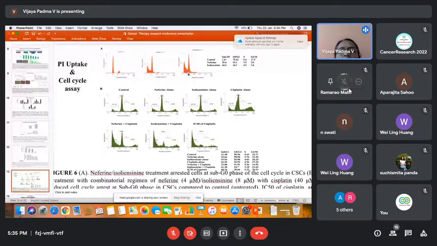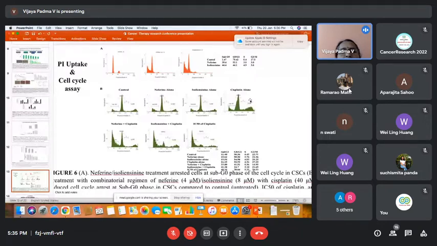Here also you can see the cell cycle analysis. These are all the doses which are used in the combinatorial regimen: 4 micromolar of neferine, 8 micromolar of isoliensinine and 40 micromolar of cisplatin. Individually, at these doses, they are not showing a very significant sub-G0 peak.